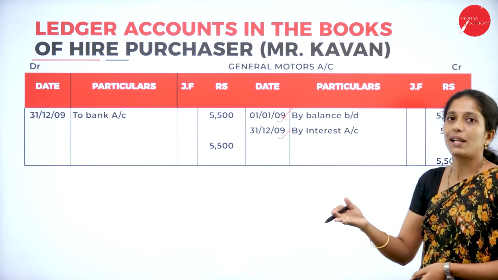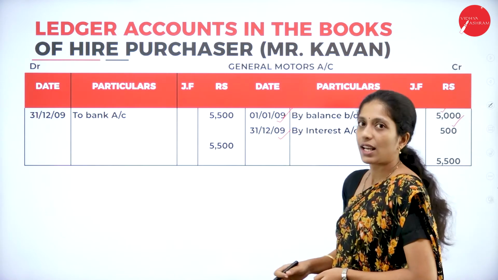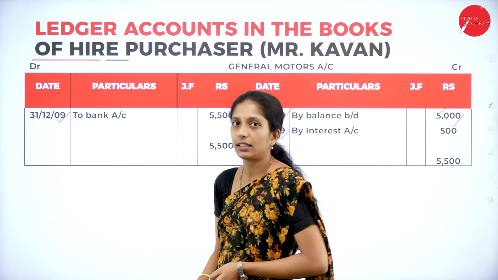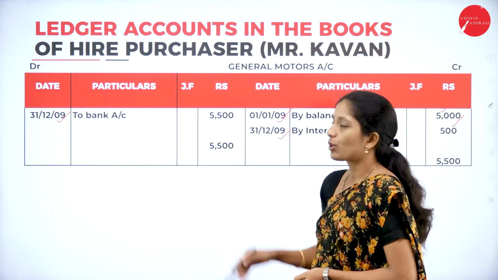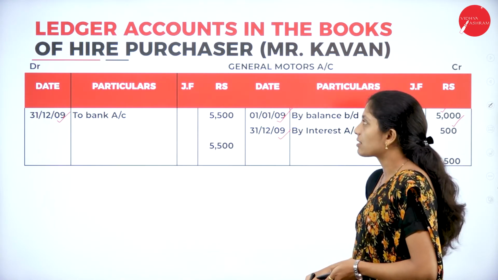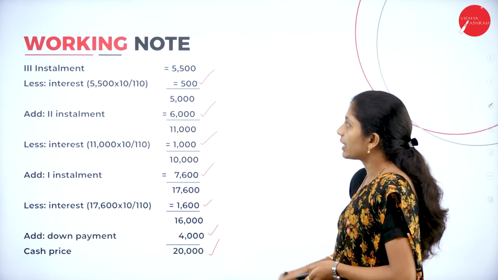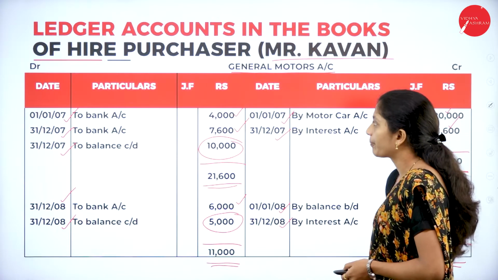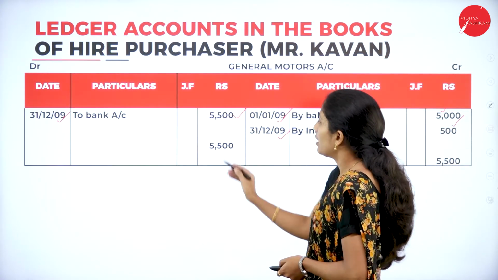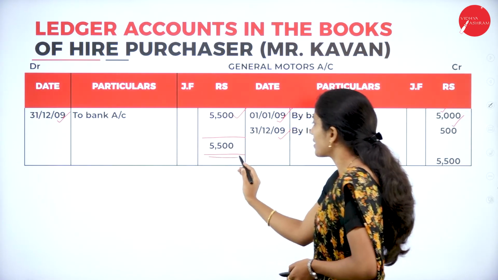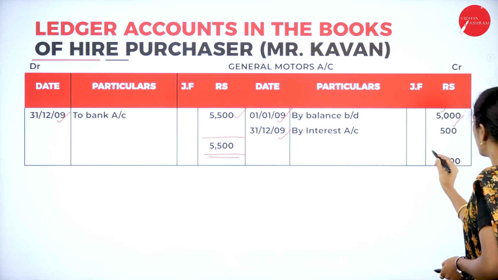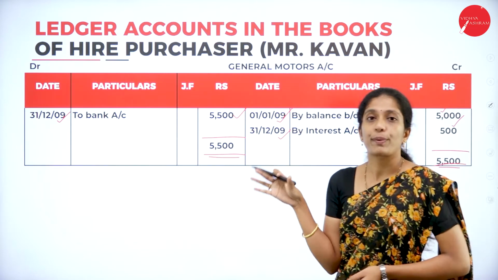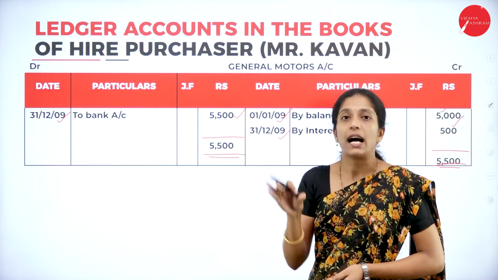Next, installment paid. So what is the entry? Hire seller account debit to bank account, that is at the end of the year 31/12/09, to bank account. So what is the installment paid in the third year? They have given in the question itself, 5,500. So make the payment. Now add both your debit side and credit side, it is 5,500. Hope you are clear with how we are going to prepare ledger accounts in the books of hire purchaser.